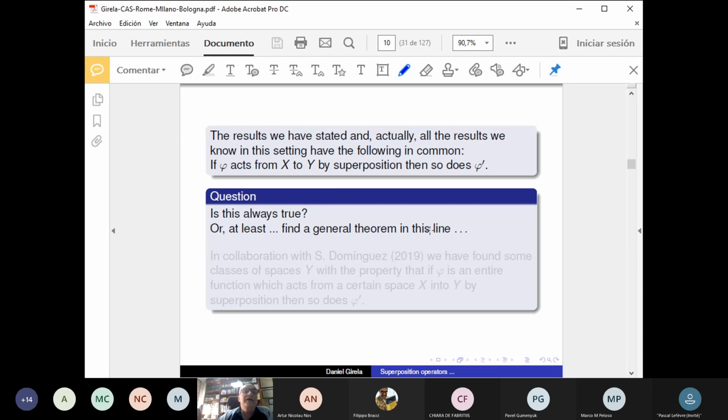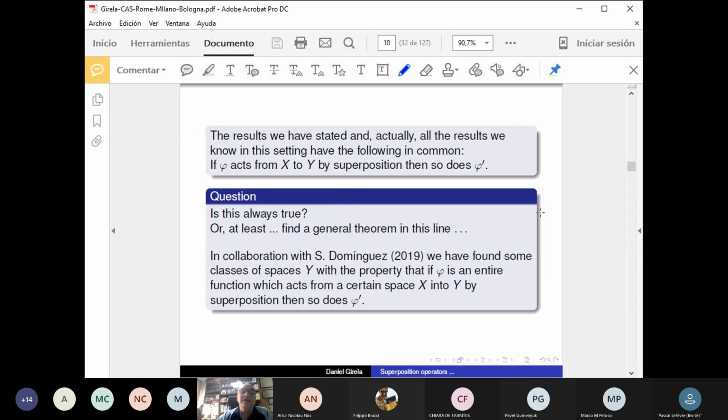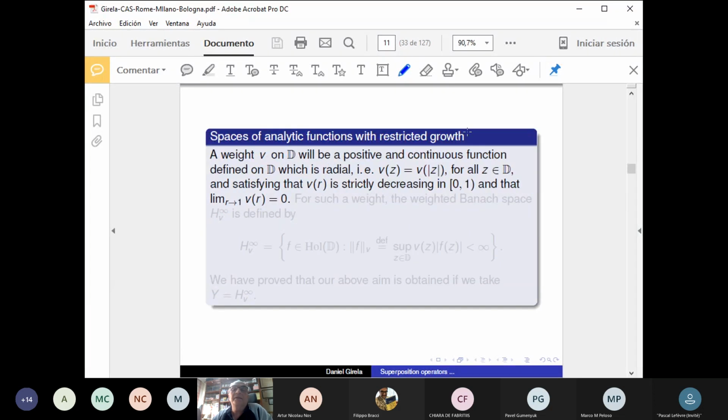Let's see if we can find some classes. Actually, what we have done is we have found some classes of spaces Y which have the property that if phi is an entire function so that S phi maps X into Y, then the same happens with S phi prime. This is the result that we have obtained, and let me explain what these classes of spaces are. So here I have to introduce a new class of spaces, which are also natural, but are not the ones that I mentioned before. These spaces are spaces of restricted growth.